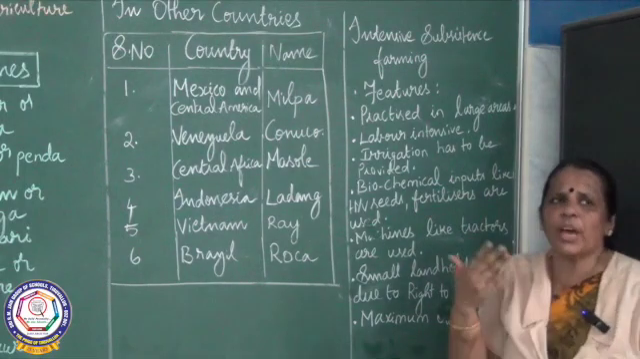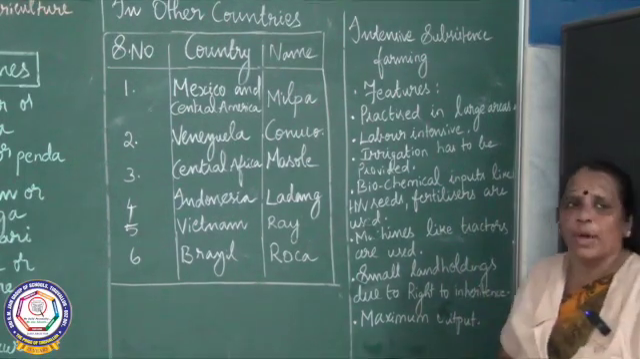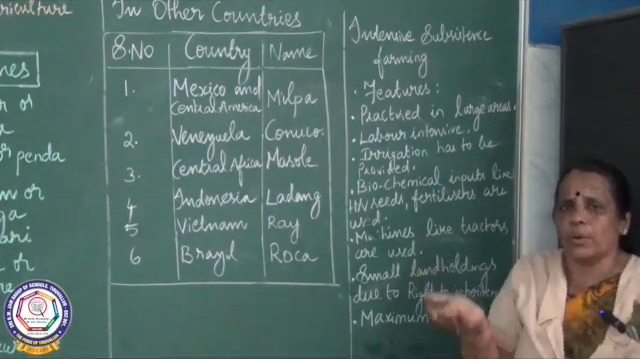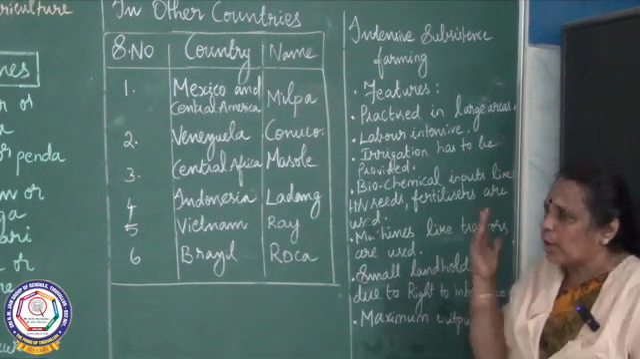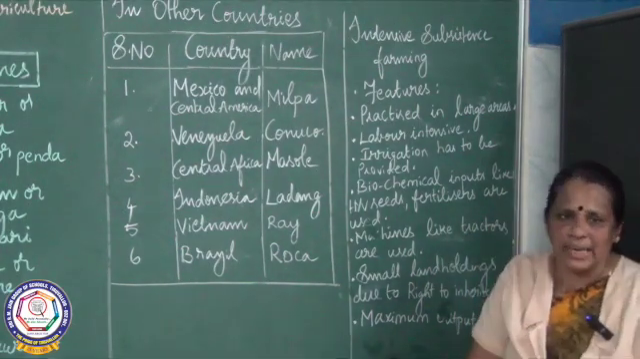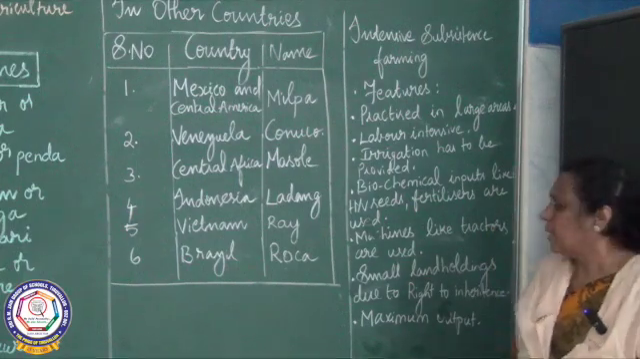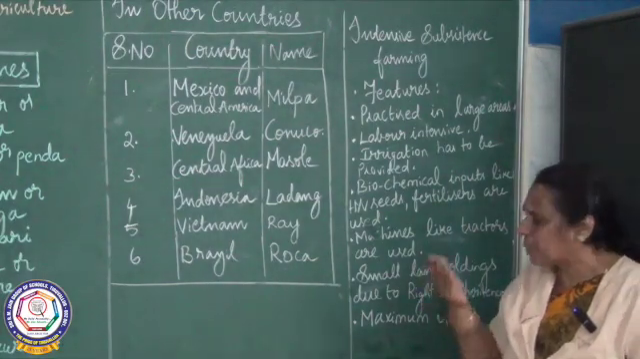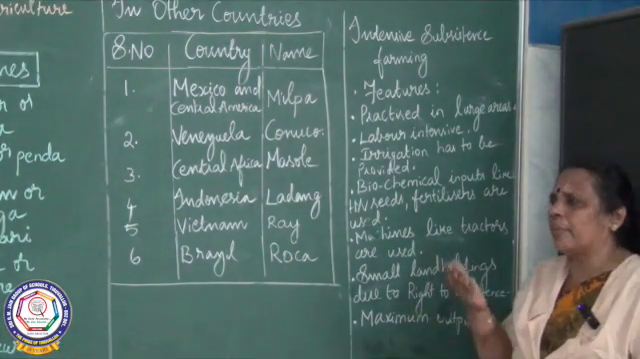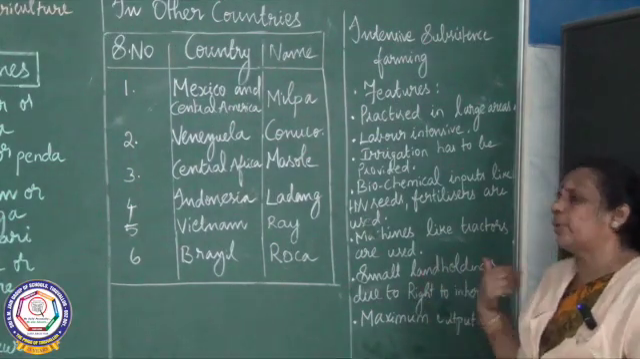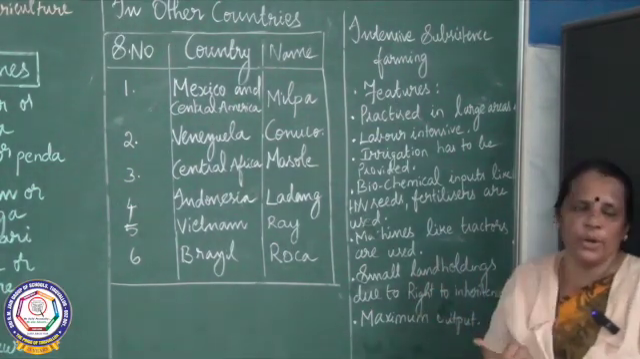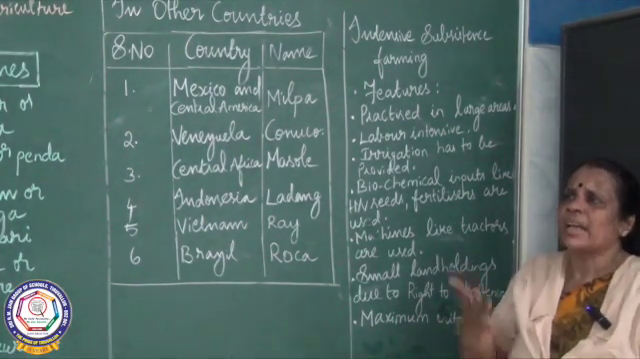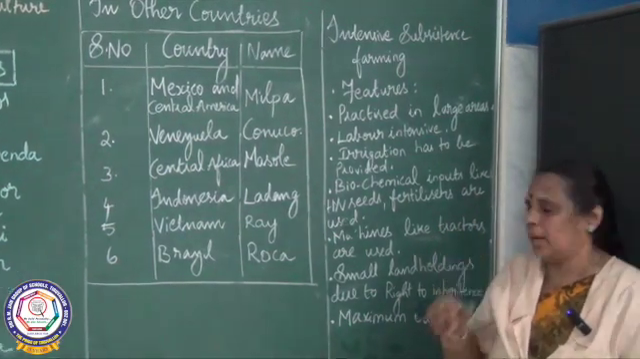The next one, as we are going to produce greater, we have to use biochemical inputs like chemical fertilizers, HYV seeds and insecticides, etc. As we are going to speed up the production process, we cannot use ordinary tools, so we have to go for modern technology. We are going to use machines like tractors, harvesters and threshers, etc. for each farming activity in order to speed up the production process.